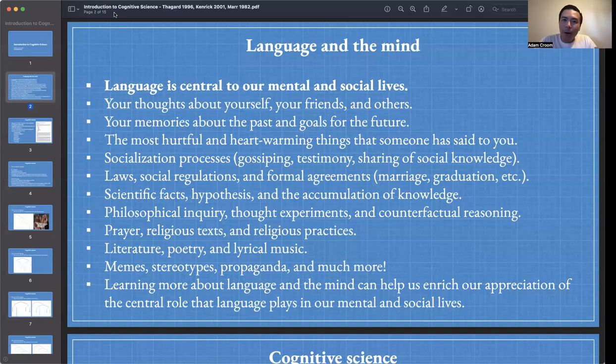By reflecting on the omnipresence and centrality of language in our mental and social lives, I'm challenging you to think about how important language is to the field of cognitive science and any inquiry into the nature of mind more generally. My view is that by learning more about language and the mind, we can use this to help enrich our appreciation of the central role that language plays in our mental and social lives.